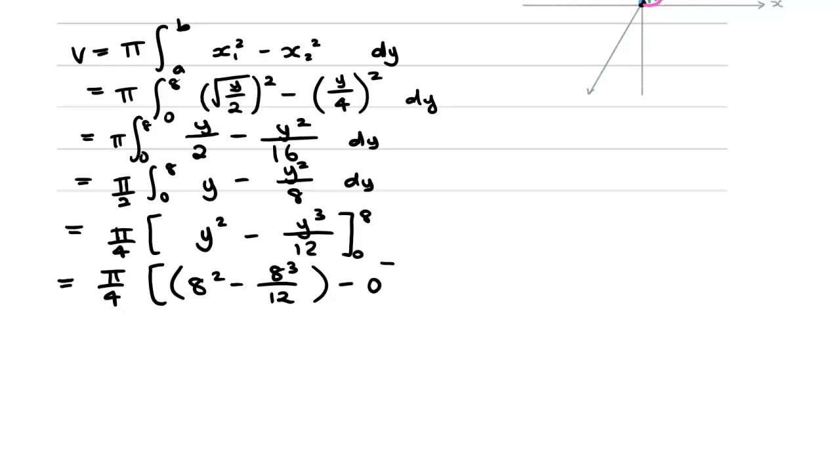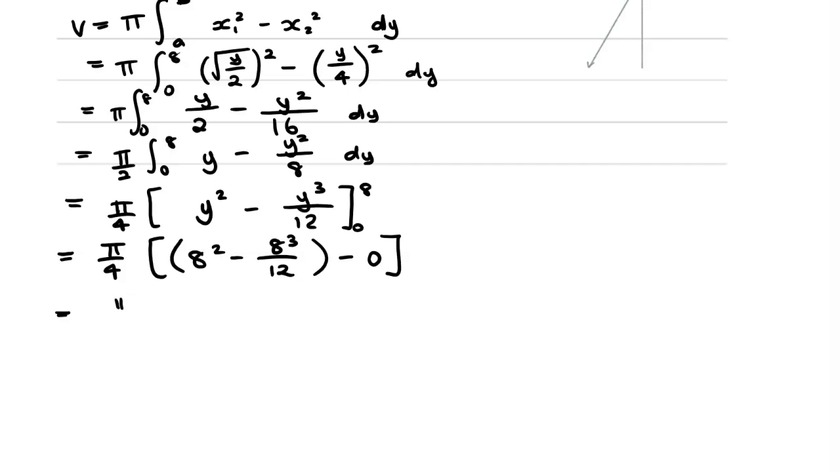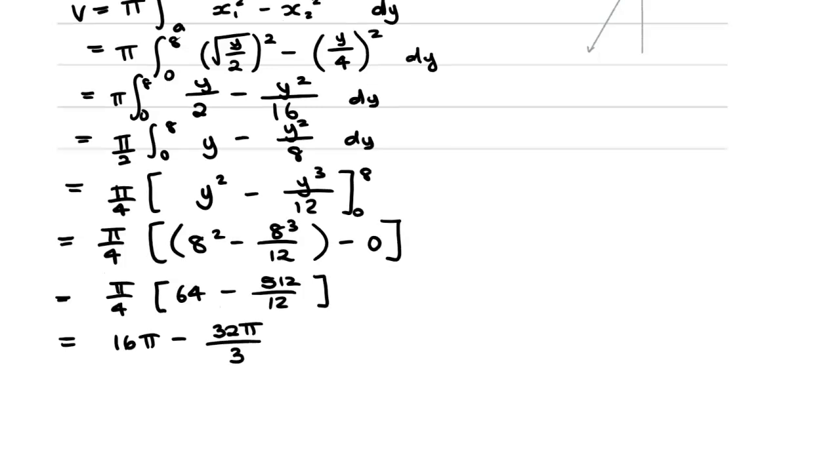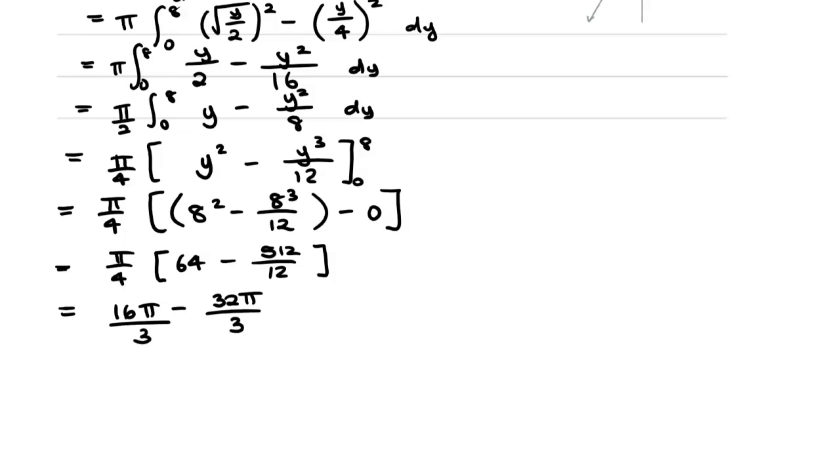Popping that 0 through, we're just going to have 0. So pi on, that's 64 minus, that's 512 over 12. And if I distribute out that pi on 4, 16 pi minus, I think it's 32 pi on 3. Now we need to get this over a common factor, so we'll multiply that by 3. And then we'll get, oh, that's very nice, 16 pi over 3 units cubed.